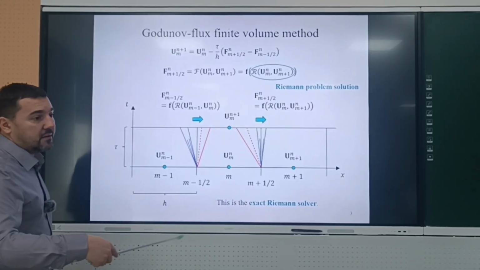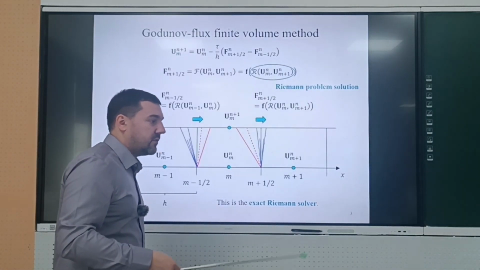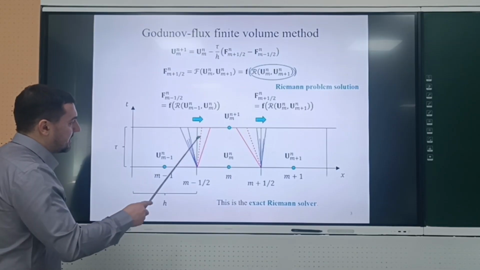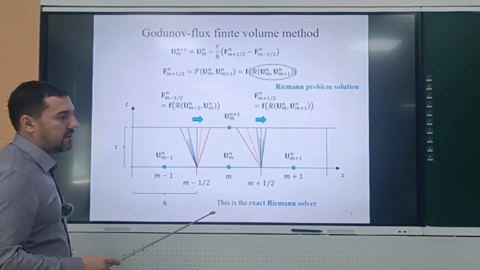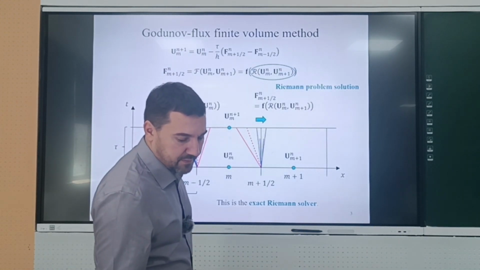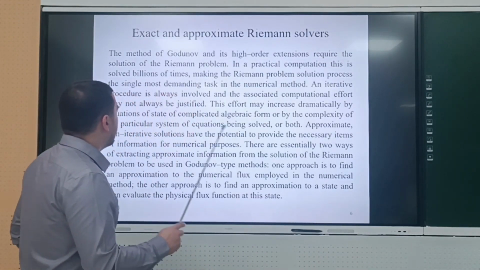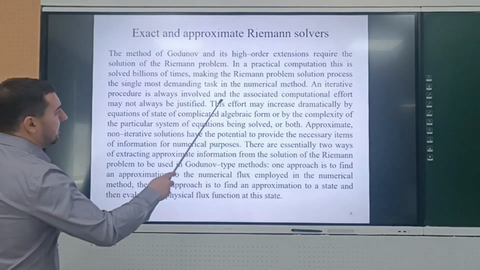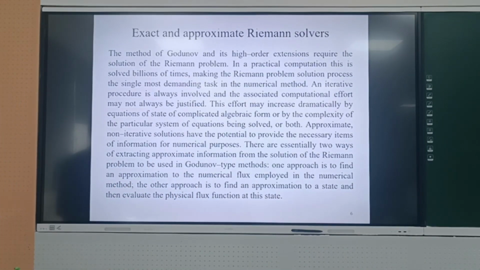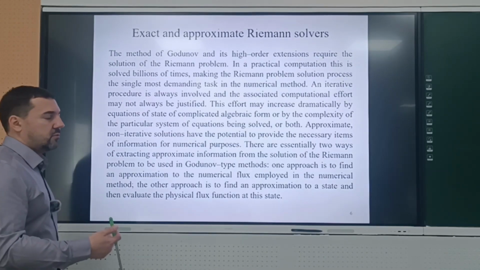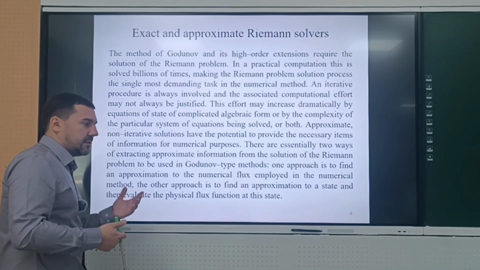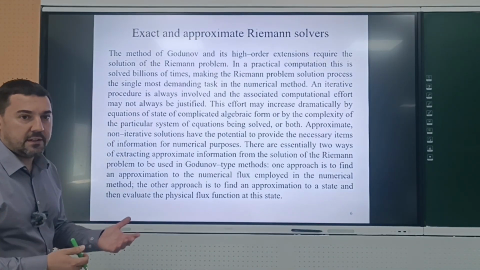And if you have billions, hundreds of billions of computational cells, this is a very frequently used operation in your code, and the computational cost becomes too high. An iterative procedure is always involved, and the associated computational effort may not always be justified. So that is why, even if you understand how to use this Godunov method, maybe it's not appropriate for us. Maybe we do not have the suitable computational facilities to do the necessary simulations.